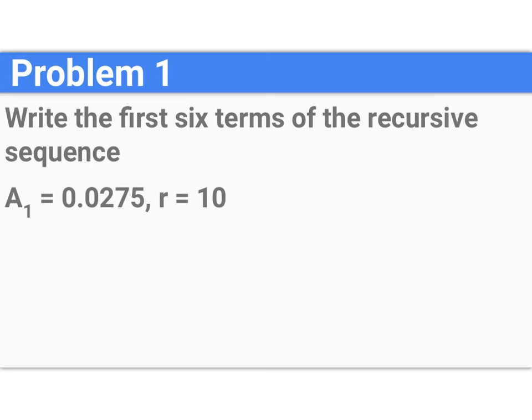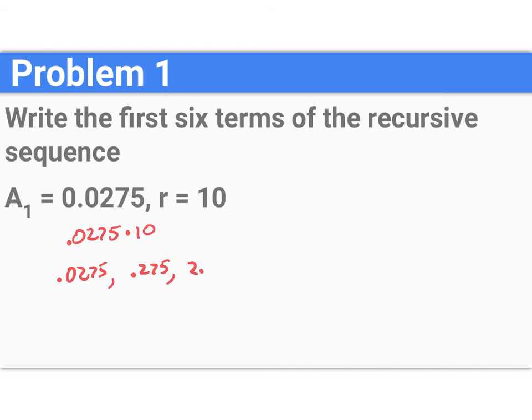Okay, write the first six terms of the recursive sequence. So we don't even need a formula here. What you're going to do is take 0.0275 and multiply it by 10, because r is our ratio. So our first term is 0.0275. And when we multiply by 10, all you have to do is move the decimal point once to the right. So you get 0.275.